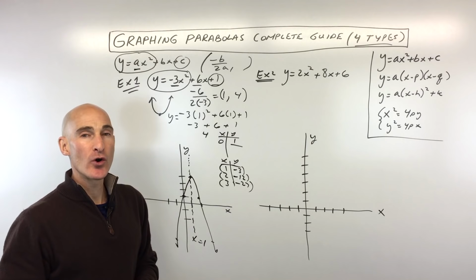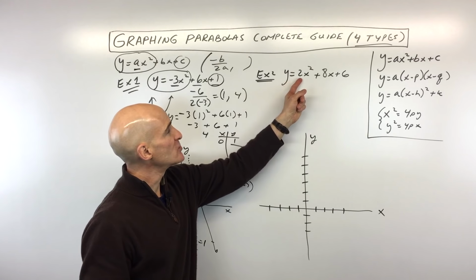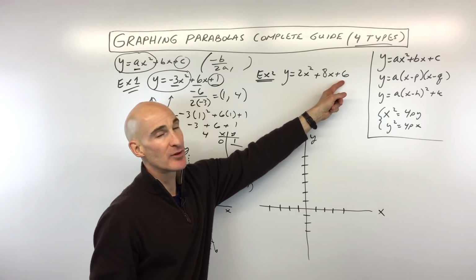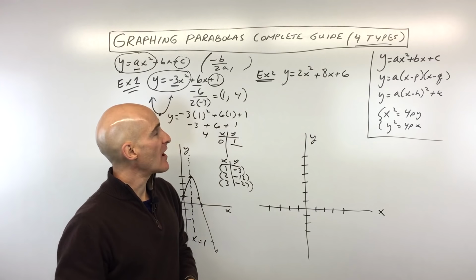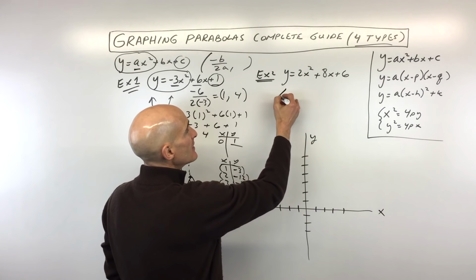See if you can do this one on your own, and we'll go through it together. So example number 2, we've got y equals 2x squared plus 8x plus 6. So what do you think? How would you graph that? Well, first things first, let's go ahead and find the vertex.